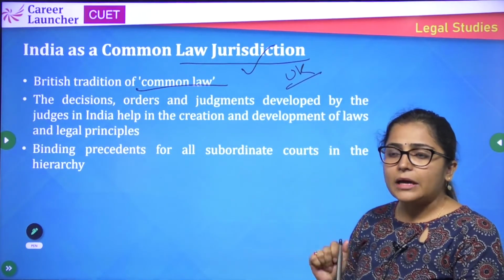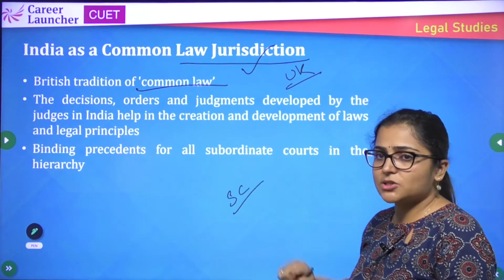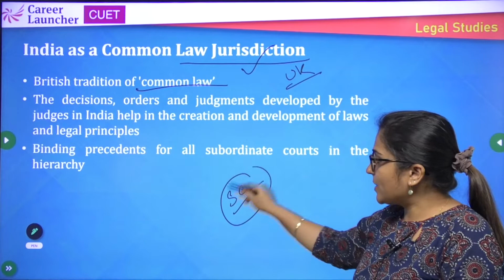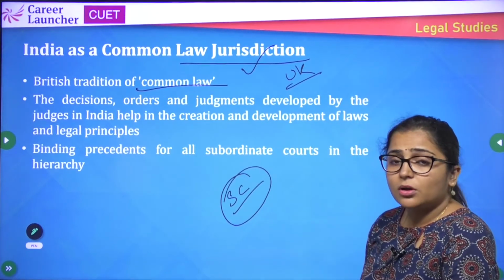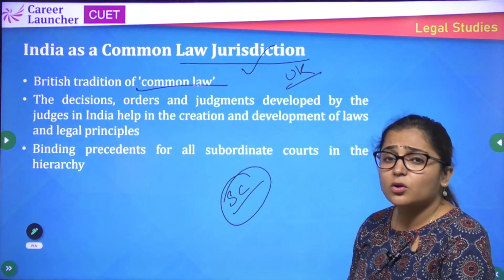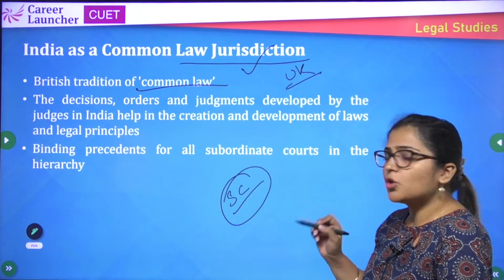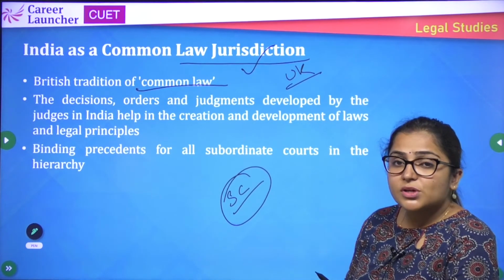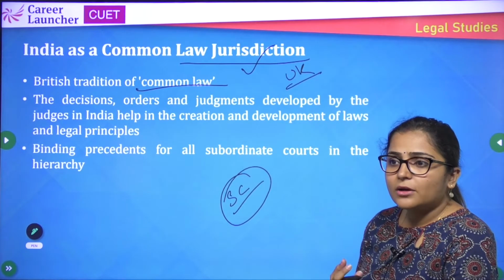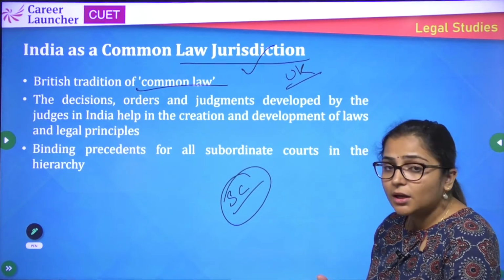Here the idea of common law is that if, let's say, the Supreme Court passes a judgment, that judgment can take the shape of law, and that law would be binding on each and every individual. That law would be binding on the government as well. For example, when the Supreme Court puts a ban on the sale and purchase of crackers during Diwali, that is a kind of law which has been made by the Supreme Court and which is binding on people.